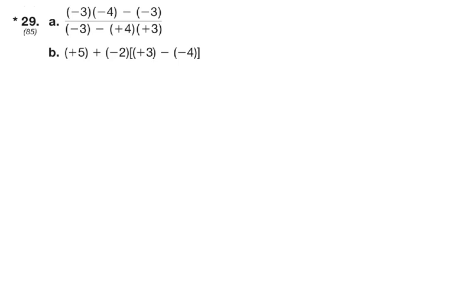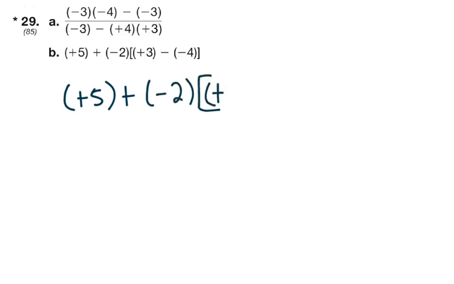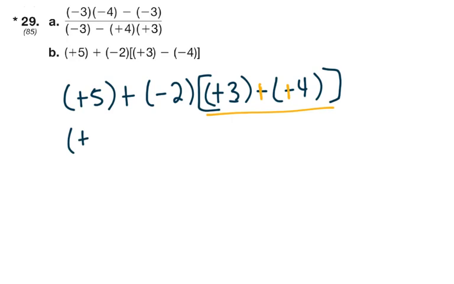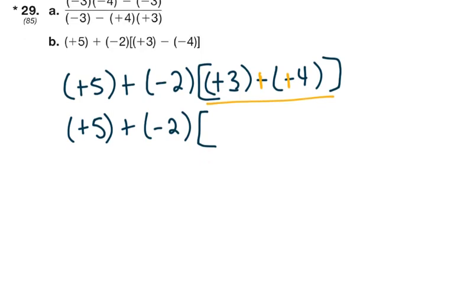And let's do the second one. So we have positive 5 plus negative 2 times positive 3 minus negative 4. And we've got to do what's within the parentheses, so we're going to do positive 3 minus negative 4 first. And I want to change this to addition, so really I have positive 3 plus positive 4. So I've got positive 5 plus negative 2 times positive 3 plus positive 4, which is positive 7. And I don't need this extra one right here. I can just do like this.